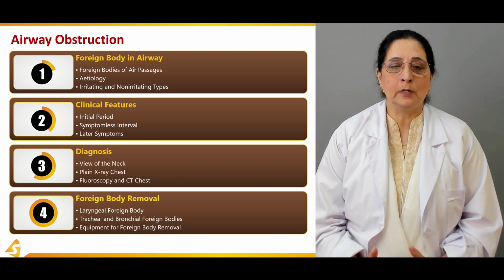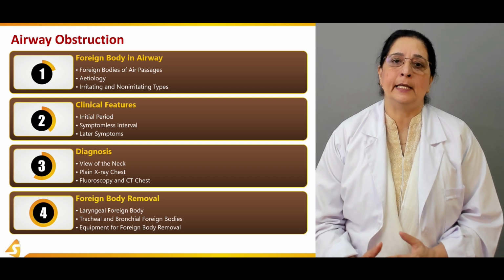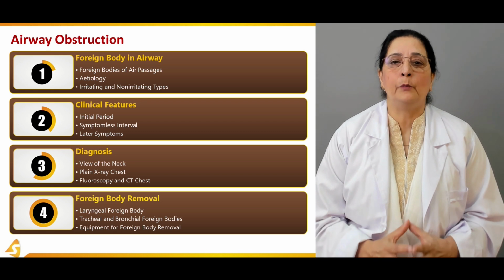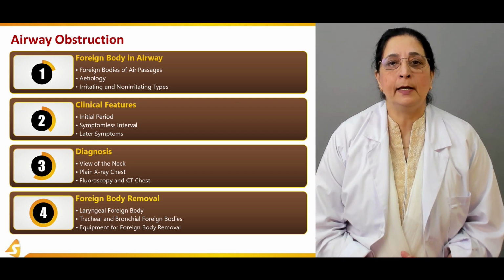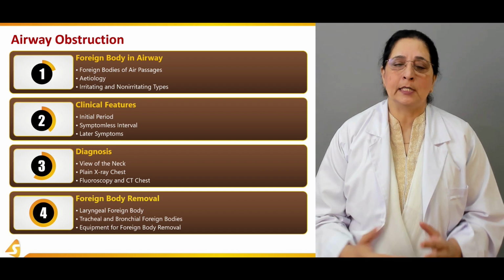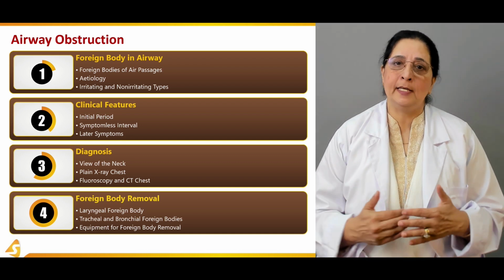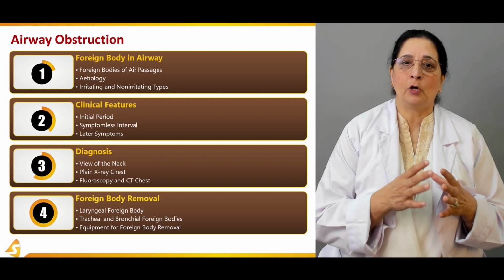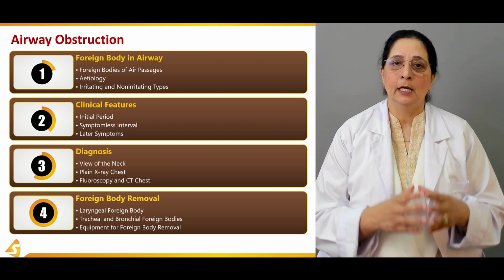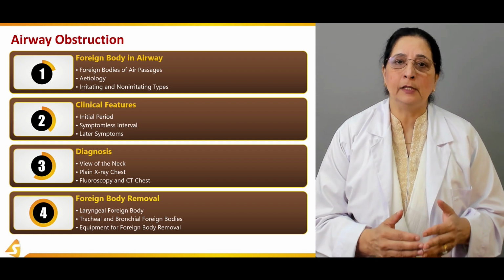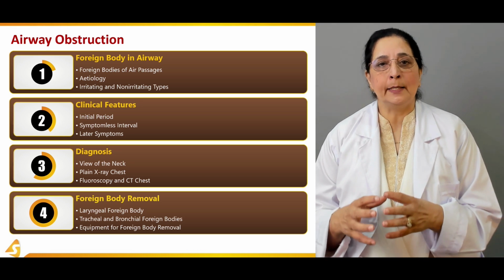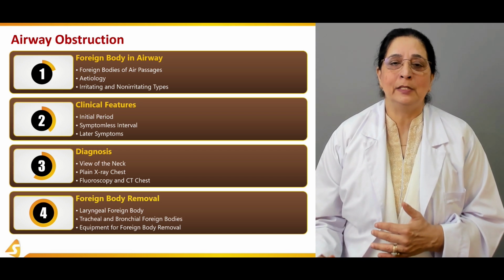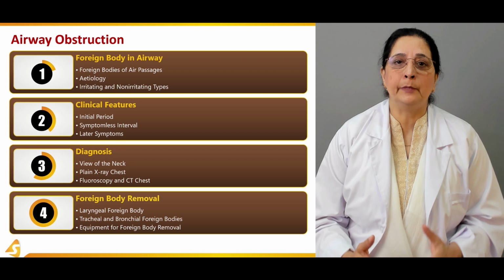Then we will talk about some symptomless interval when no symptoms are present, even though the foreign body is present in the airway passage. Then we will talk about some later symptoms. So all 3 phases we will discuss in the second section of our lecture, in which we will talk about the initial phase of the obstruction caused by the foreign body. Then in the symptomless phase, no symptoms present, and then we will talk about the late symptoms or late presentation of the foreign body.